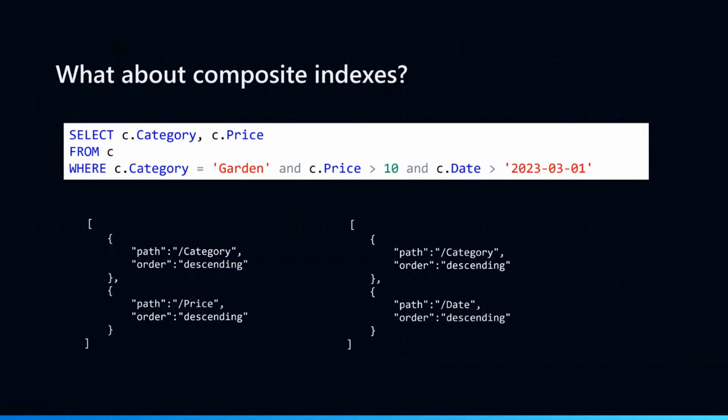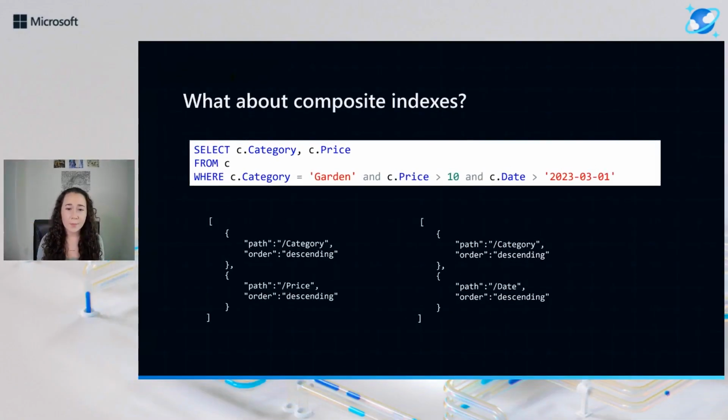Here we have two composite indexes. We have our category price composite index, and we also have category date. And again, this is because each of these composite indexes can only optimize one range filter at a time.